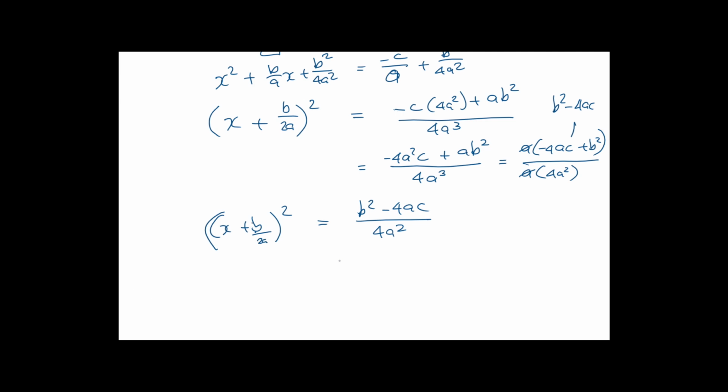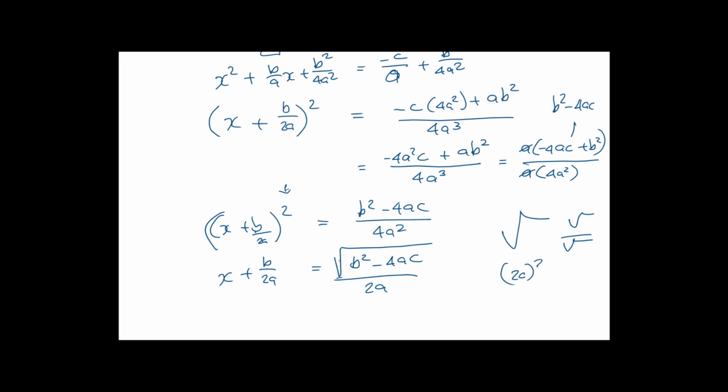Okay, brilliant. Now we want to get rid of this square here, so we're going to take the square root of both sides. So that gives us x plus b over 2a equals the square root of b squared minus 4ac, because remember, taking the square root of a fraction is the same as taking the square root over the square root, over, now the square root of 4a squared is 2a. Test it out. 2a squared equals 4a squared.